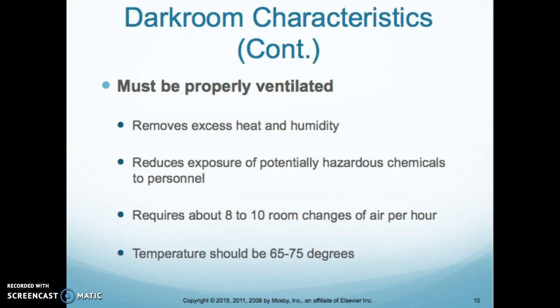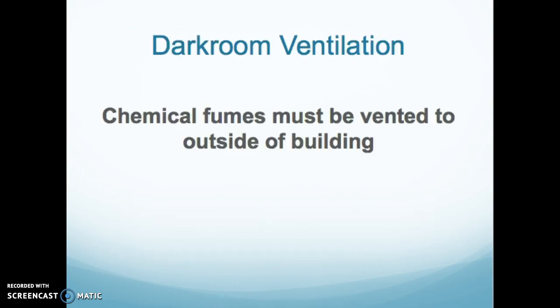So the darkrooms need to be ventilated, and we do that to remove heat and humidity. If it's too humid in there, the films will stick together. We also want to reduce darkroom disease, which you will read about in the article here. So ventilation reduces exposure to potentially hazardous chemicals. The processor has chemicals that are harmful to your health. And you need to have 8 to 10 room changes of air per hour. Now the temperature should be between 65 and 75 degrees within the darkroom.